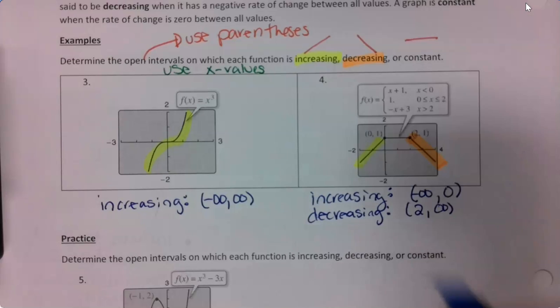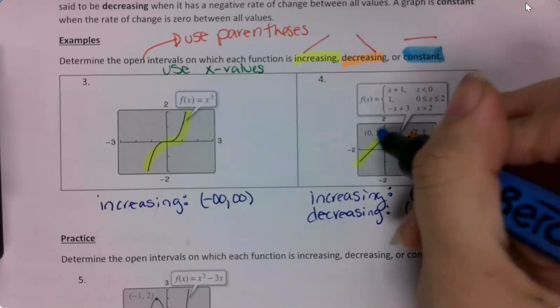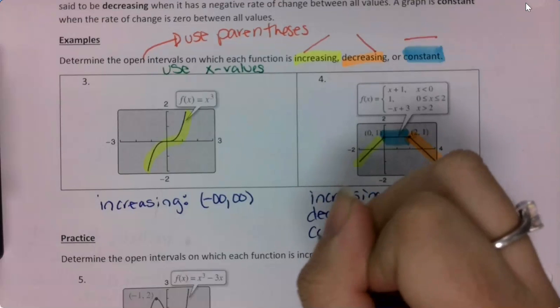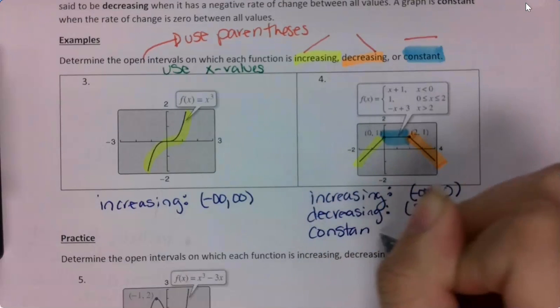And then my last one is the constant, so the straight across. Where is that happening at? 0 to 2.